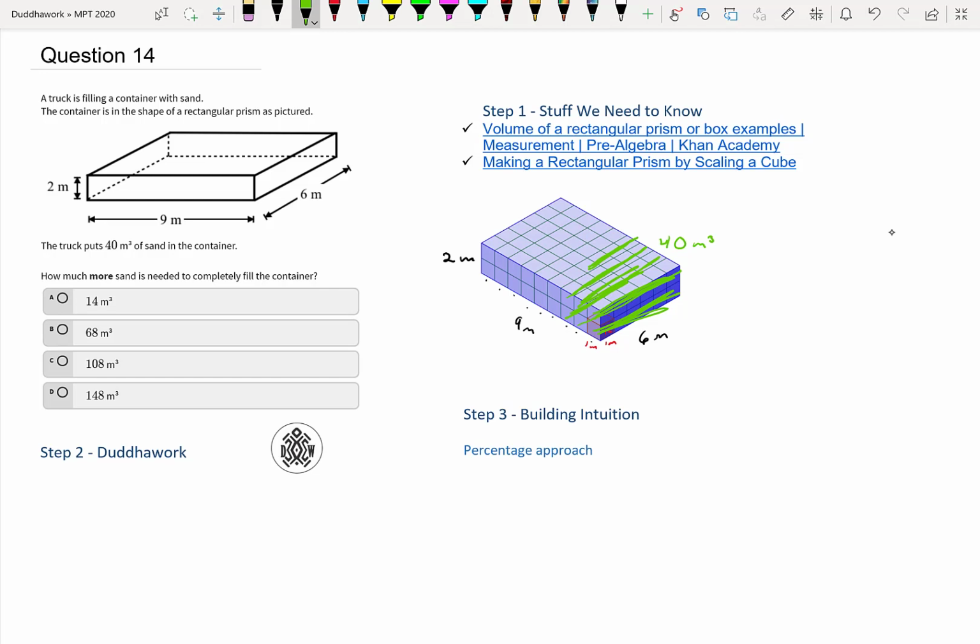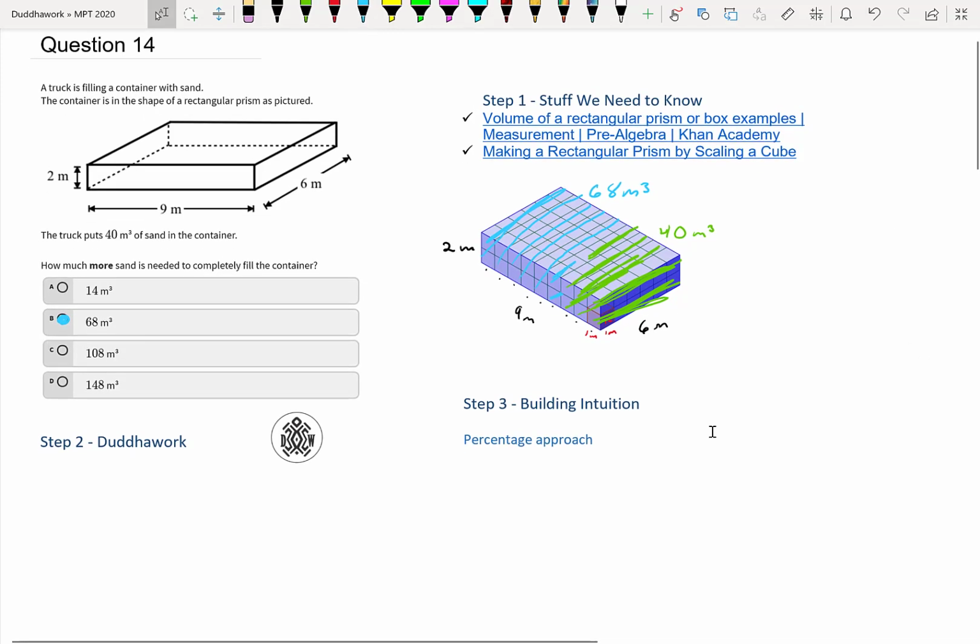And we're asked, how many do we have left to fill? Let's do it in blue. That would be this row here. You have 2 thick, so then that would be 12, 24, 36, 48, 60, and then you have a full row of 6 in the bottom, so that's 66, and then 2 more, so that's 68 meters cubed, and we know that that is our answer. So you could do it this way, but I strongly don't recommend that.